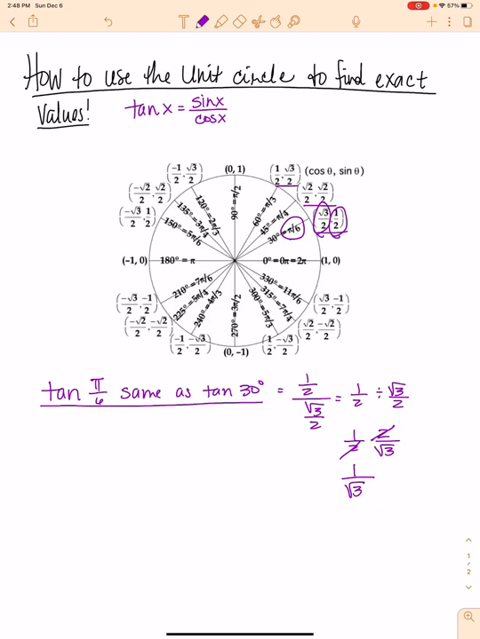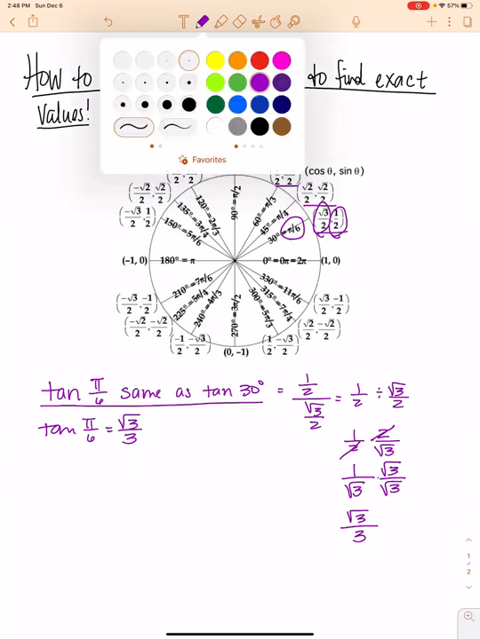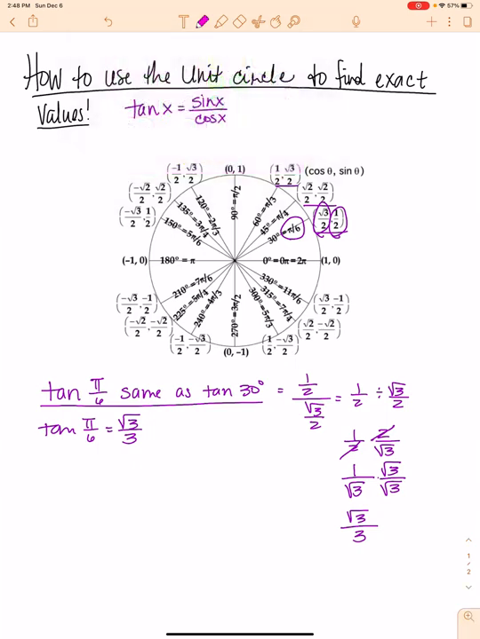It is not good math practice to leave a radical in the denominator, so I'm going to rationalize the denominator. So I've got radical 3 over 3. So the tangent of pi over 6 is equal to radical 3 over 3. All right, so around the circle, I am just going to put my tangent values here. So tangent is radical 3 over 3, right there.